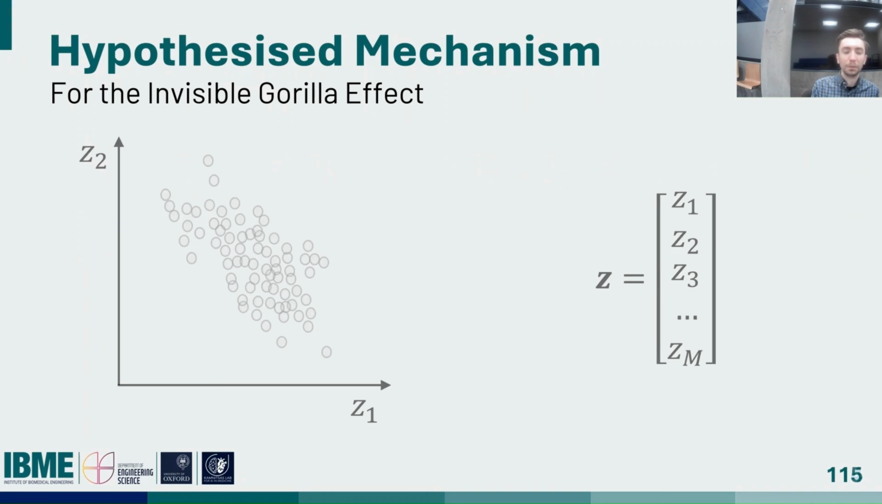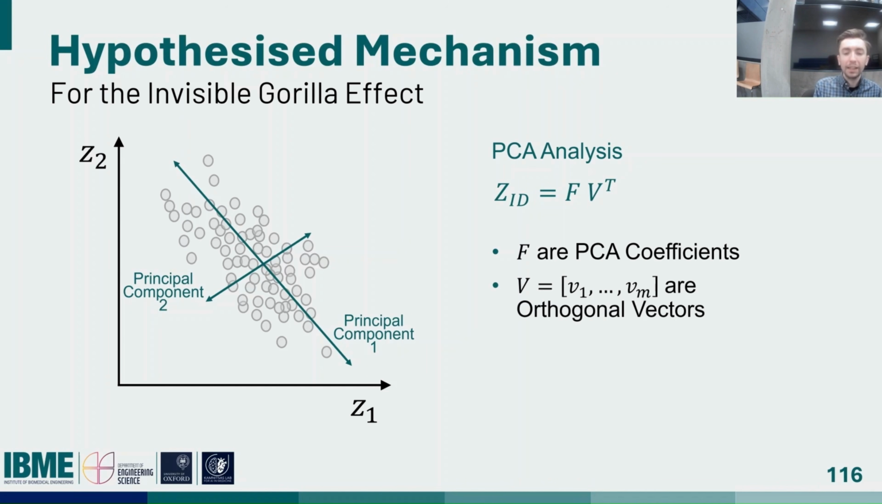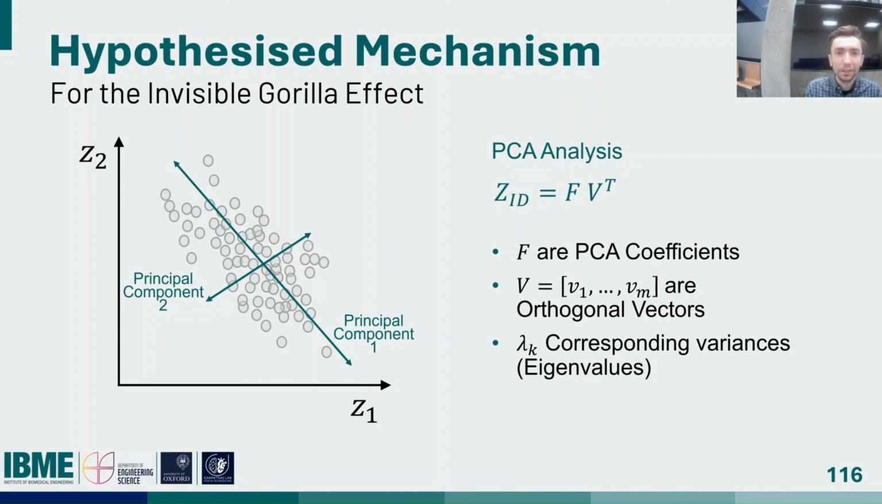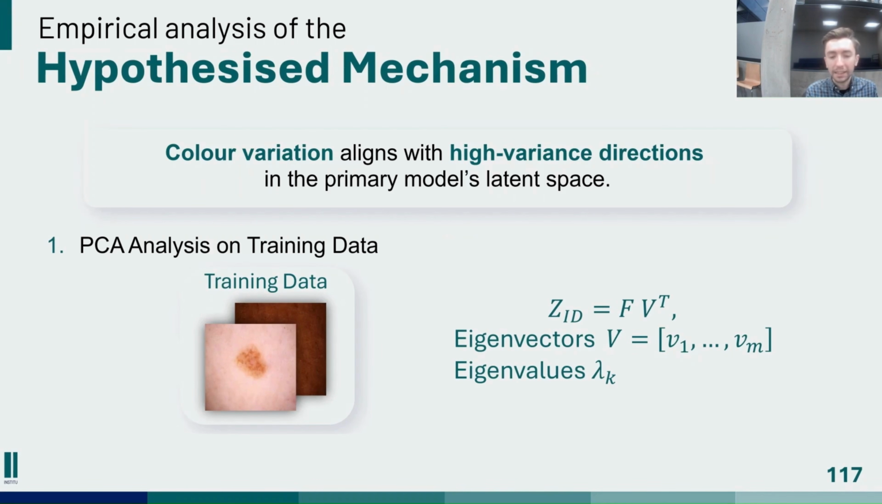How can we test this hypothesis? Well, we can do something called PCA, Principal Component Analysis. PCA works by calculating principal components, where in our equation here, F is the PCA coefficients, V is orthogonal vectors, which have corresponding variances, which is what we call eigenvalues. To test this hypothesis that color variation aligns with high variance directions in the primary model's latent space, we first do PCA on the training data. So we calculate our eigenvectors and our eigenvalues.